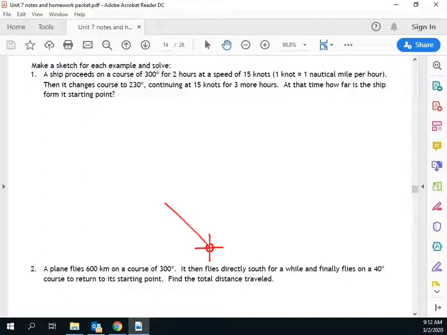I try to draw as much to scale as I can. I'm not looking for perfect scaling, but we are trying to get, hey, if this one's 300 and the other one is 500, make sure that the 500 is longer than the 300. It kind of helps you really sort out angles and stuff, okay? So this one's going to be what? For 2 hours at the speed of 15 knots. So that's 30 miles, right? So we're at 30 miles.